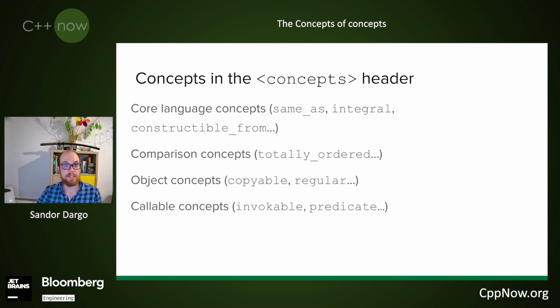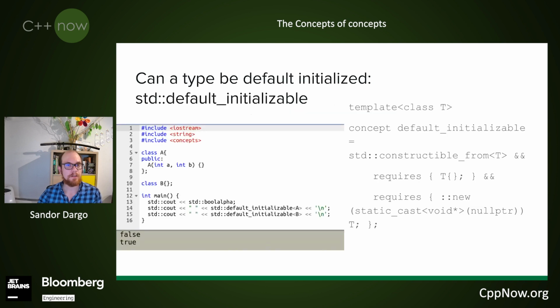So let's start first with the concepts header. In that, you have mainly 4 different categories. One is for the core language concepts, such as integral that we already saw, or same_as, which helps you to understand if 2 template parameters are of the same type or not. You have constructible_from, we are going to see that. You have concepts for comparison purposes, like totally_ordered. You have object concepts like movable, copyable, or is it a regular object or not. And you also have these callable concepts to check if something is invocable. Is it a predicate? Is it a unary predicate, or whatever? So let's have a look at first at std::default_initializable.